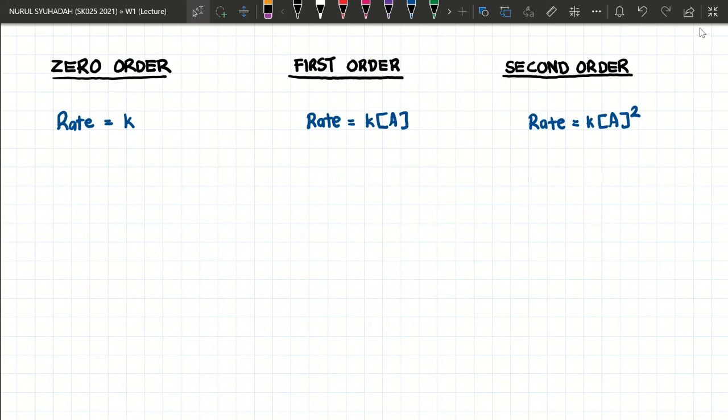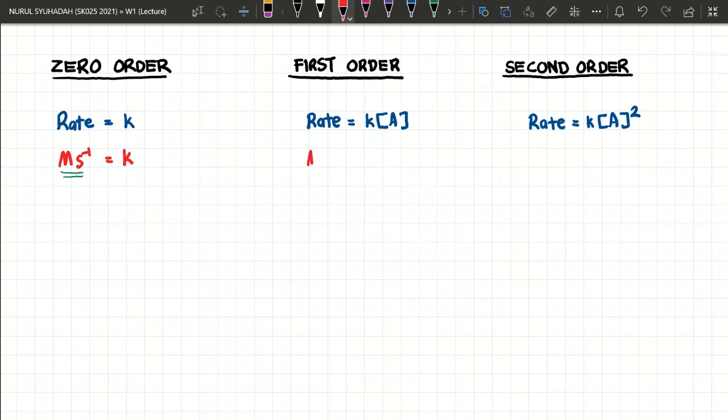Now let's derive the equation for each of the orders of reaction. Let's start with zero order. The unit of rate will always be molar per second. It's not going to be per second all the time; it depends on the unit of time given, but generally we're going to use second. Since rate equals k, directly we can see here that the unit of k is molar per second.